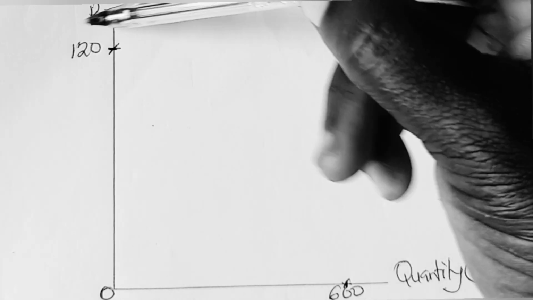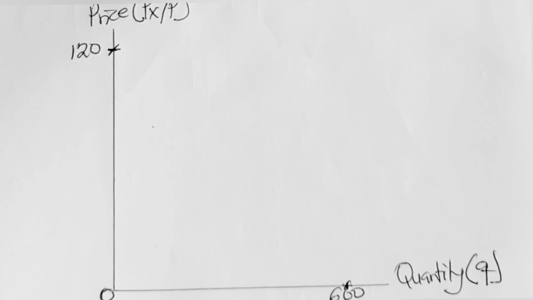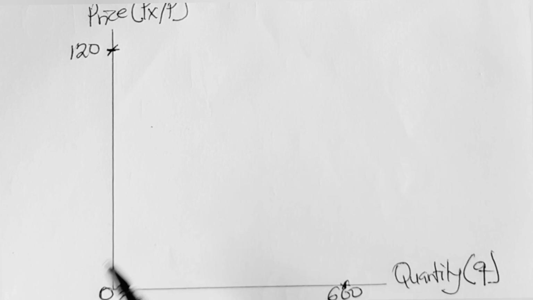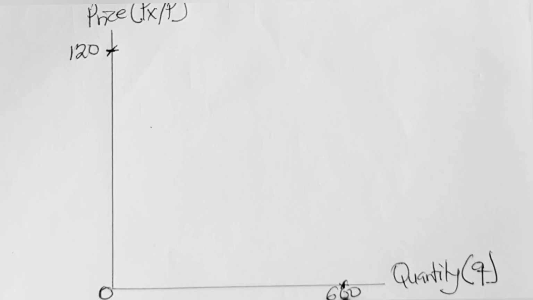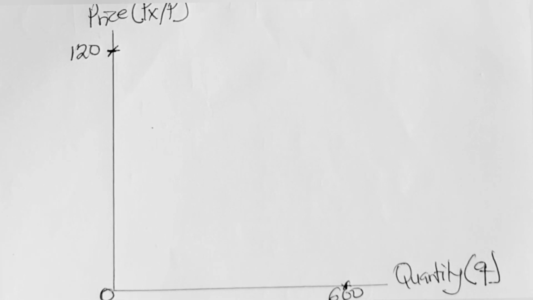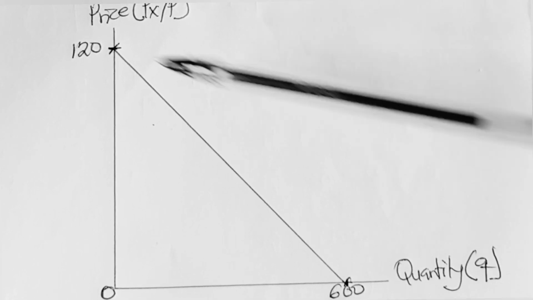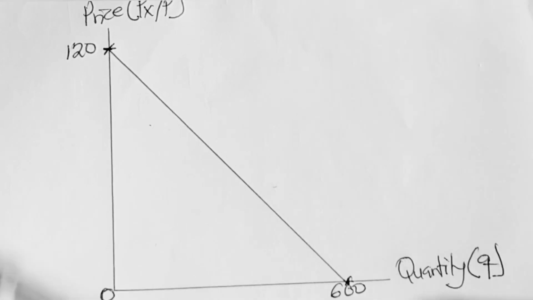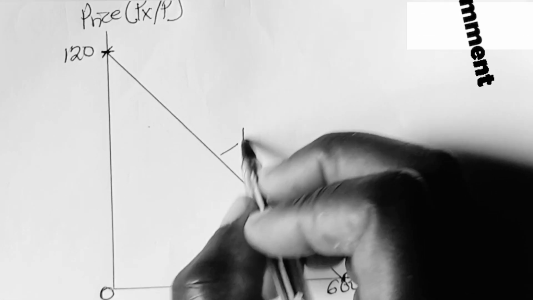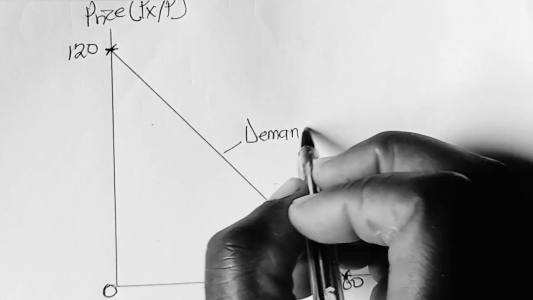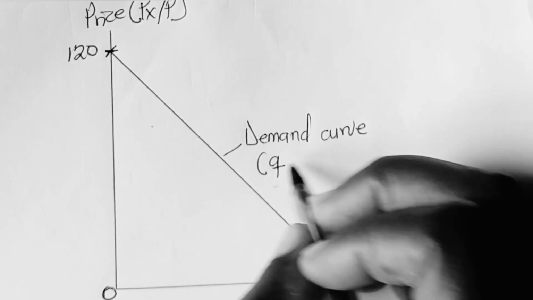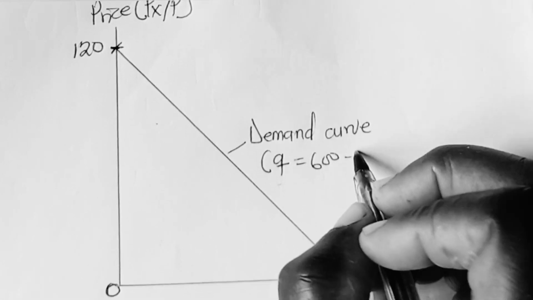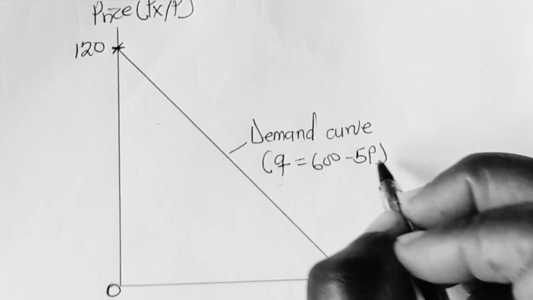You can now take your ruler and join the points. This means that there are other prices in between 0 and 120, and there are other quantities in between 0 and 600. Yes, so you join the points. So this is our demand curve with the function Q equals 600 minus 5p.